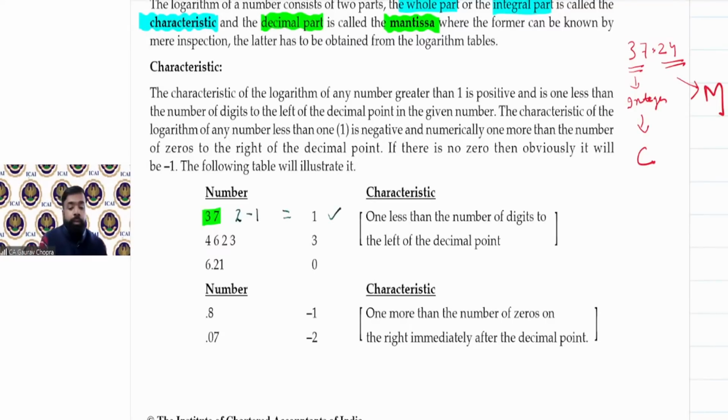Let's take another example. 4623. How many digits are there? 4 digits. Subtract 1. The characteristic is 3. Now 6.21. Before the decimal, how much is the integer portion? There is only 1 digit. So 1 digit minus 1 gives you 0. So the characteristic is 0. Whenever we have to calculate the characteristic, count the number of digits and subtract 1.